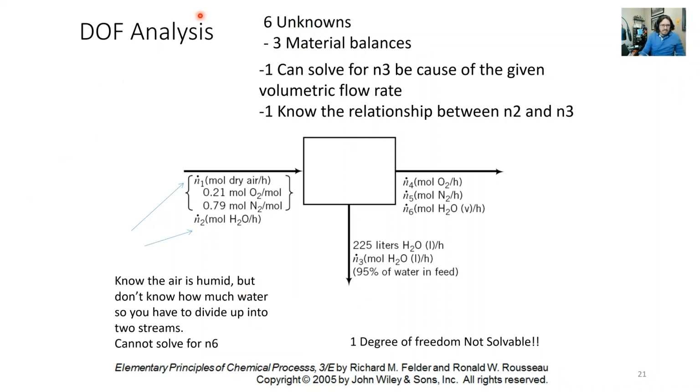And so 6 unknowns minus 3 material balances, minus 1 because you have this volumetric flow rate, minus 1 because you know the relationship between N2 and N3. So 6 minus 3 minus 1 minus 1 equals 1. 1 degree of freedom, it's not solvable. Don't even bother to solve it. When you have situations where you have 2 species and you can make 2 equations, like we did on these first 2 examples, your degree of freedom is 0, so you know it's solvable.